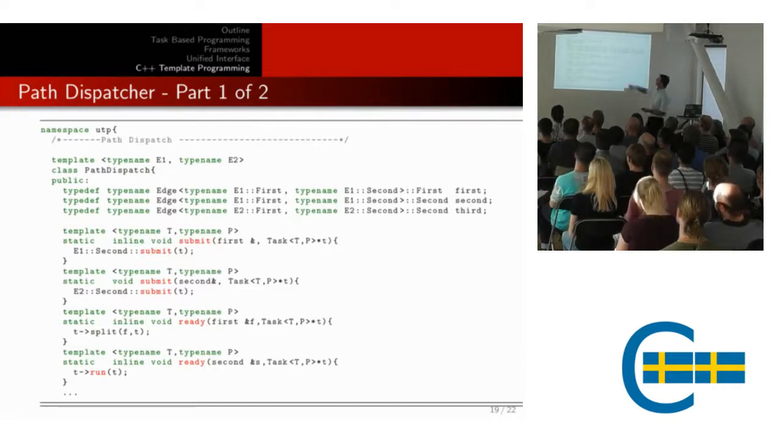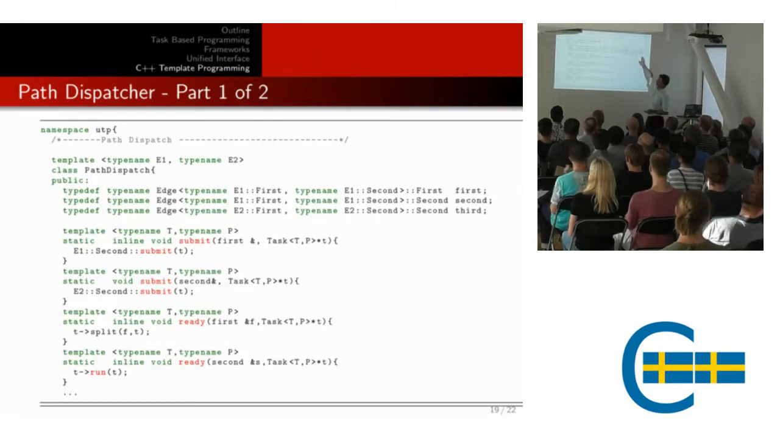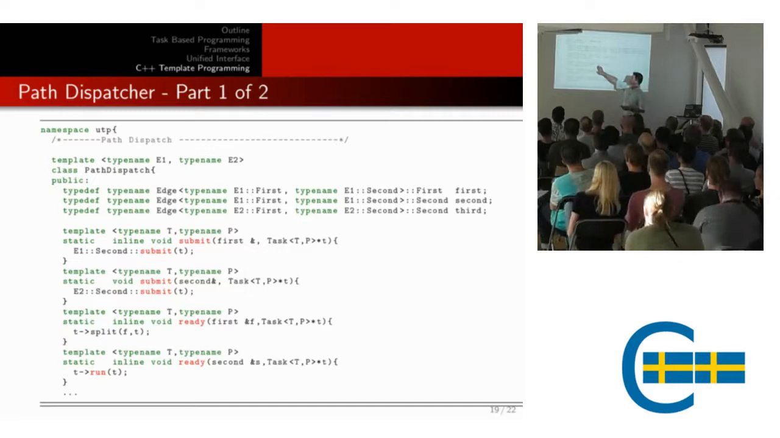For the path dispatch, we have three elements or three nodes. E1 and E2 are two edges connecting one after another. We make different first and second of the E1, and the second of E2 is the third. We have three different nodes that the tasks should flow between. Task submission from the first one goes to the second, and from the second one goes to the last. E2 second is the last node.